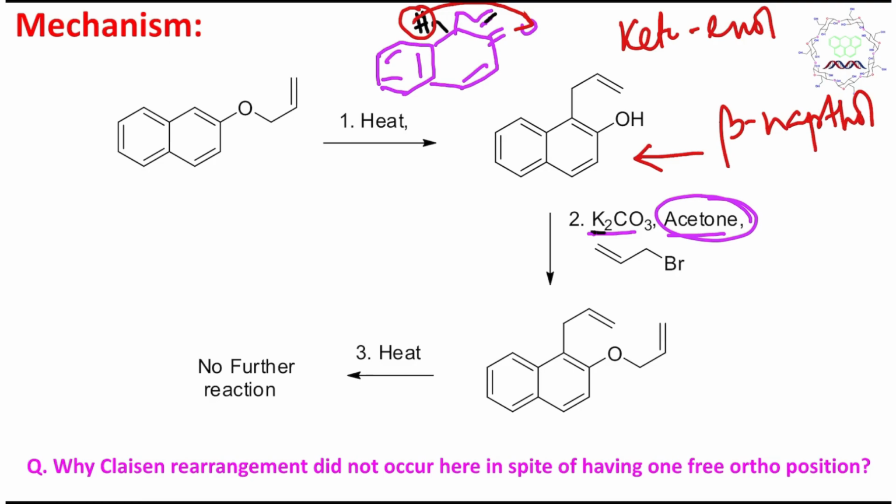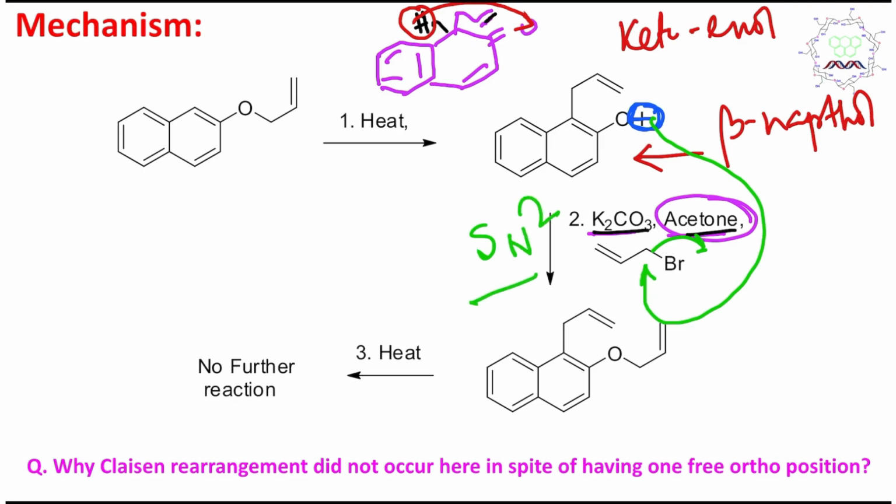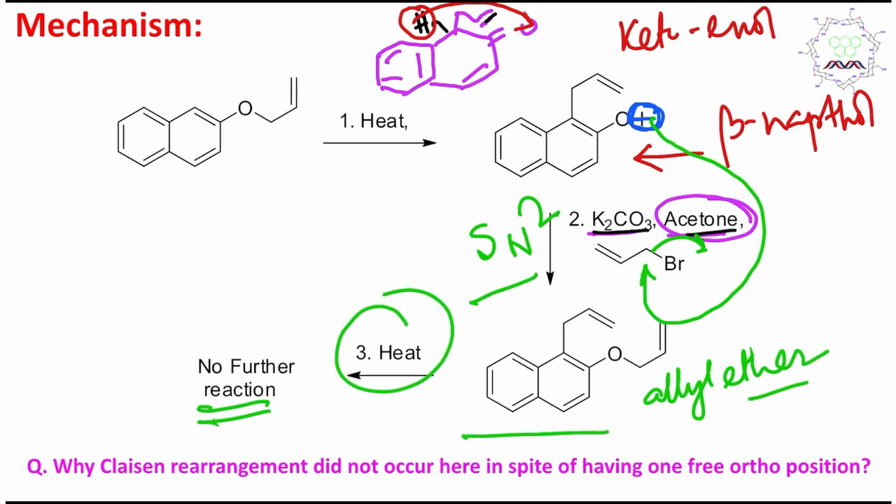In the first step, in the presence of base and acetone, what will happen? This OH will be deprotonated and it will produce this alkoxide, meaning the phenoxide derivative, and subsequently this phenoxide will attack this allyl center via an SN2 type reaction. We know that SN2 reaction on an allyl system is favored because of the conjugation of the double bond. Fine. So it will again produce an allyl ether. But here if you heat, then no further reaction will happen and this is the product.